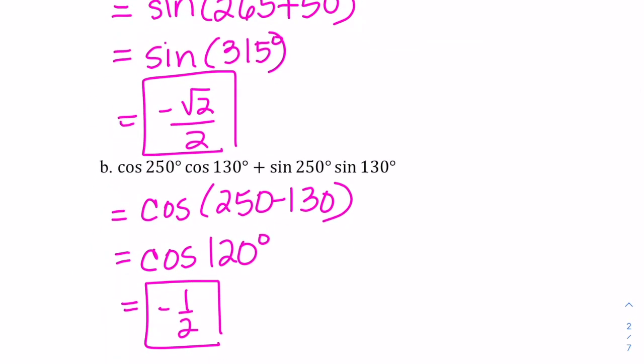For cosine 250 times cosine 130 plus sine 250 times sine 130, that's the difference of the cosines. And so if you notice, if it's a sum, the formula would be a minus. So cosine of 250 minus 130 is 120, and that's going to take us into the second quadrant. So the cosine is negative 1/2.